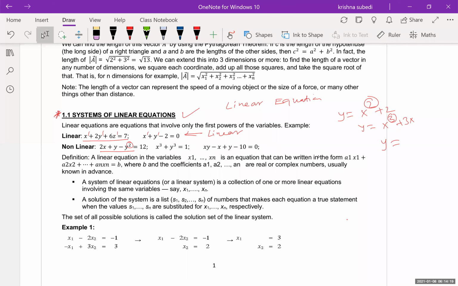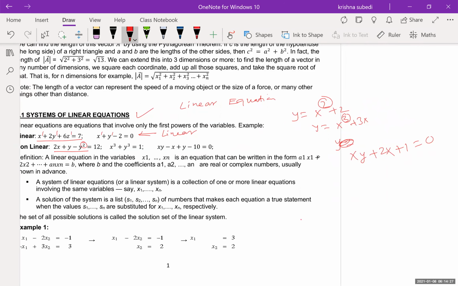If you have, let's say, xy plus 2x plus 1 equals 0, what is the degree of this equation? Is it linear or no? I think yes. Why? Because the degree is 1? Maybe not the reason. No, the degree is 2 here, because these two variables are multiplied. So in that case, the degree is 2, so it is not linear.